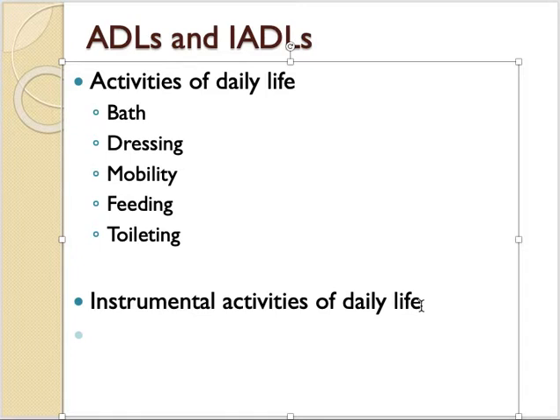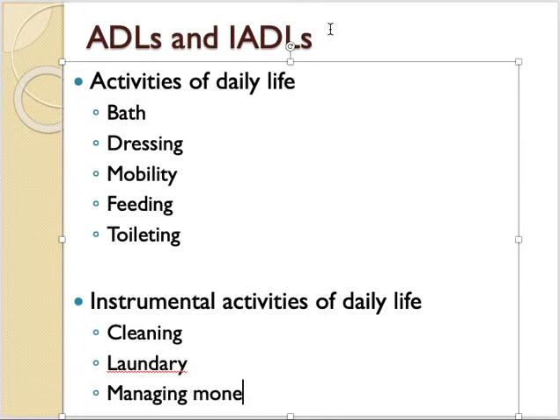One of the things is cleaning. Now, cleaning not yourself, but housekeeping, cleaning your home. You need a brush or something to clean your home or the place where you're living. One of the things is laundry, of course, you have to clean your clothes. One of the things is managing money.